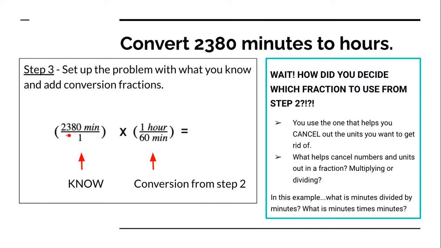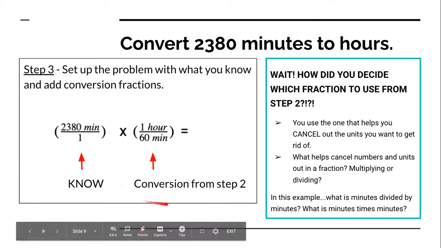Now, I also put over 1. This also helps keep things organized, and so it lessens the likelihood that you'll make a mistake when doing the math. And also, when we get to more complicated problems, you're going to have some other stuff here. But anyways, you start off with that. You start off with what you know, and then we start multiplying with our conversion factors. This is that conversion from the last step that we used.